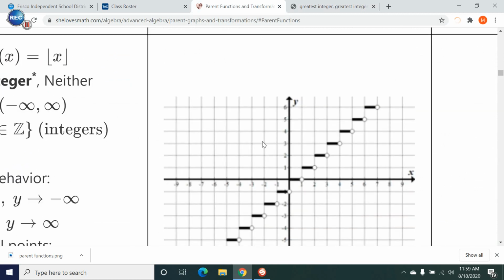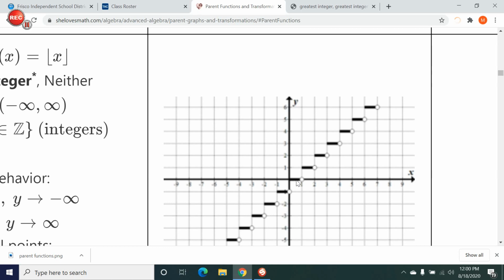Now, think of this carefully. What is the greatest integer that is less than or equal to 0.5? Okay, integer. So 0.5 is not an integer. So what is the biggest integer that is less than or equal to 0.5? Well, it can't be 0.5, so what is less than? Well, the greatest integer would have to be 0. So at 0.5, I would be at 0.